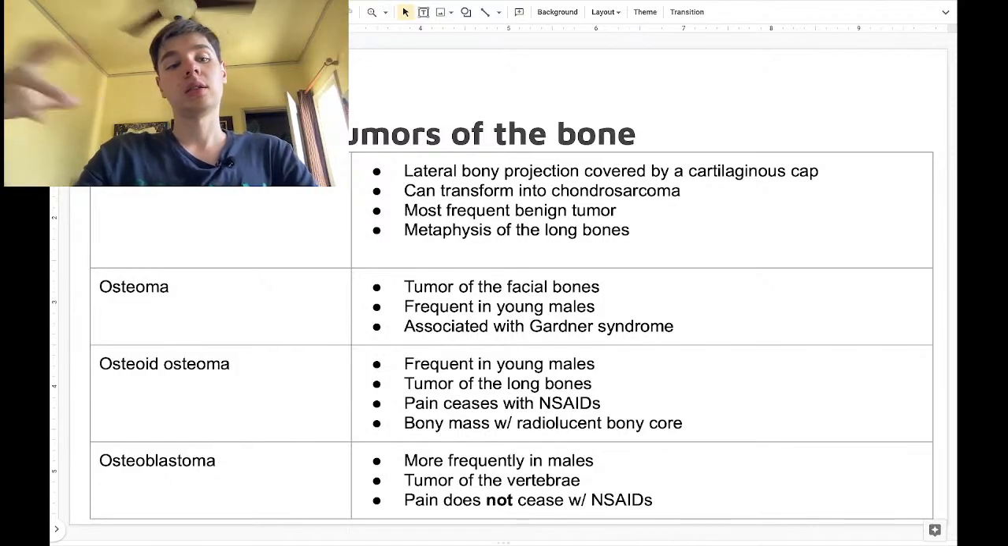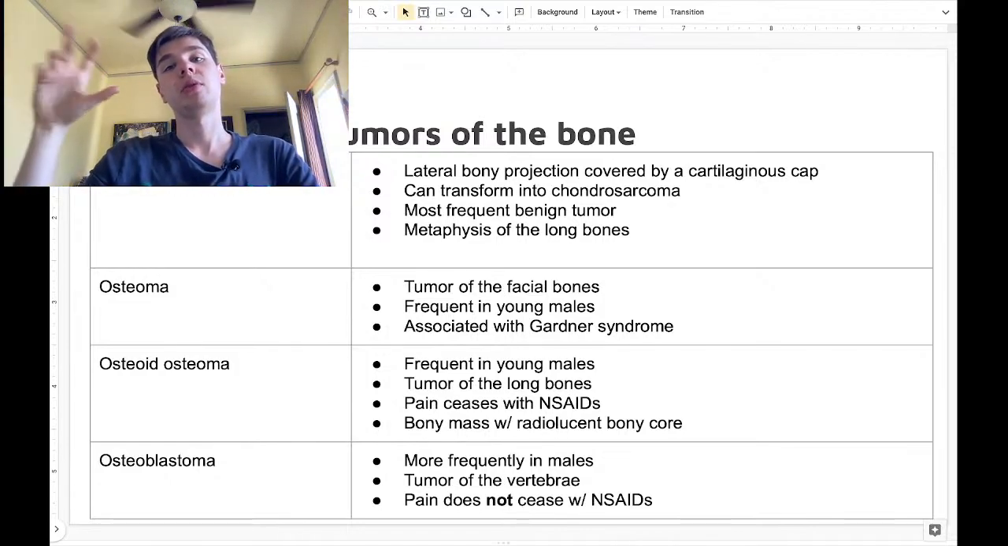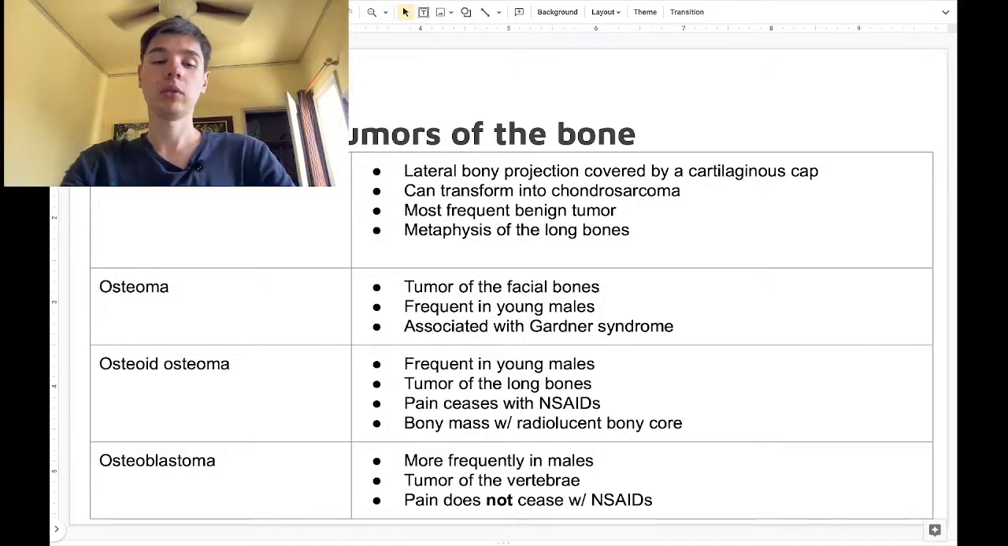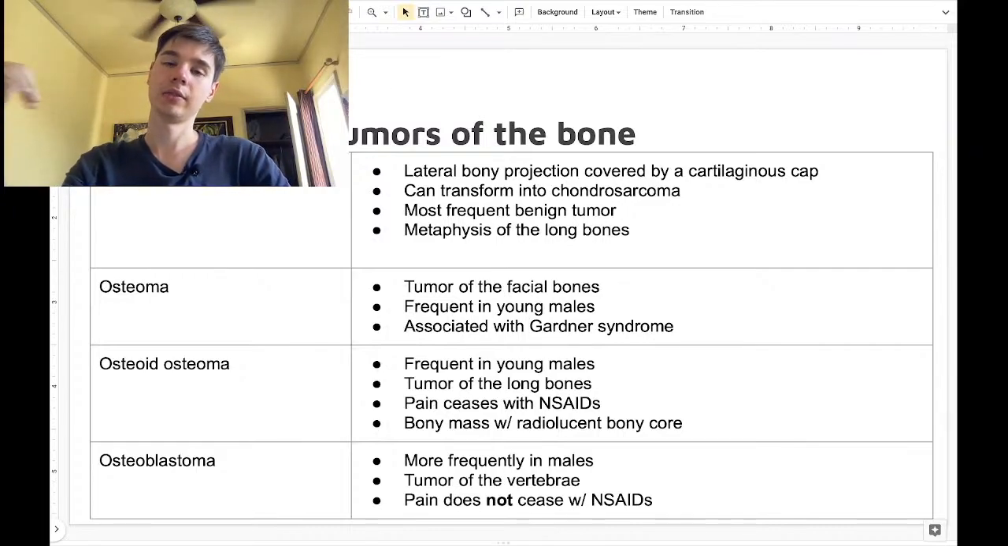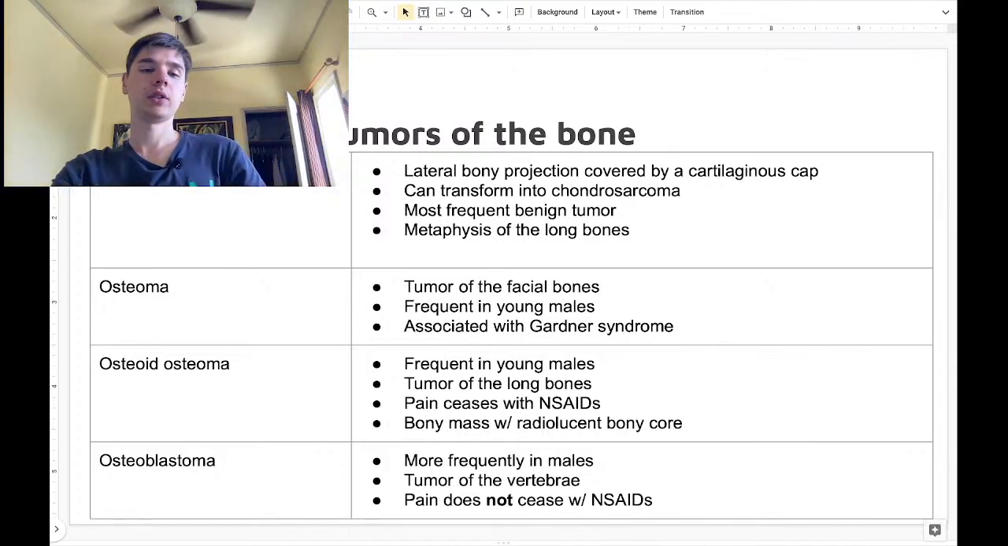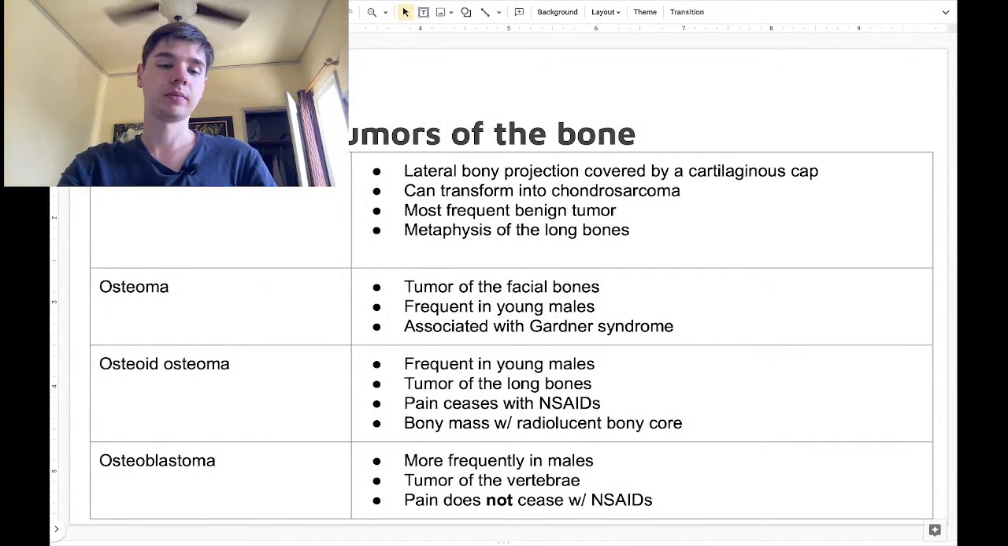On the other hand, the osteoblastoma presents as a tumor of the vertebrae. Also, it is more frequent in males. All the benign tumors are more frequent in males than in females. Okay, are there any questions until this point?